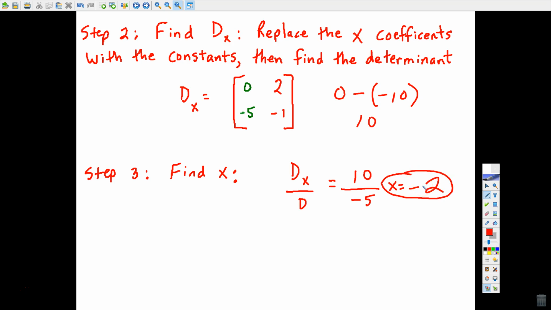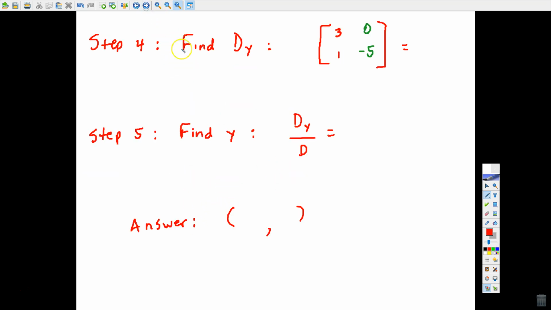Okay? Well, pure Cramer's rule says to find y, I do basically the same thing, except this time I'm going to find d sub y, which involves replacing the y coefficients. So I take those constants. As you can see, I now have the x coefficients back like they were originally, but I've replaced the y coefficients. And I find the determinant of this.